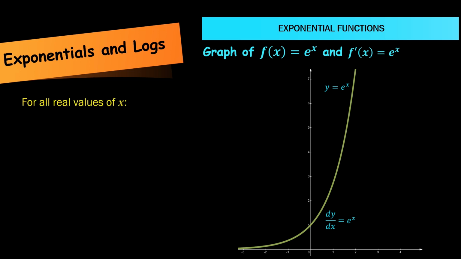So for all real values of x, if f of x equals e to the x, then f dash of x equals e to the power x also. And using slightly different notation, if y equals e to the power x, then dy dx equals e to the power x also.